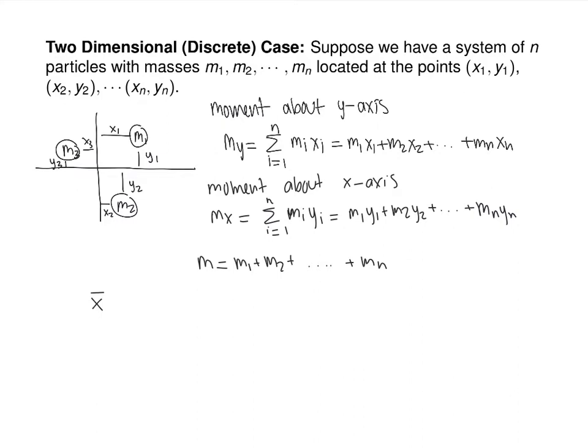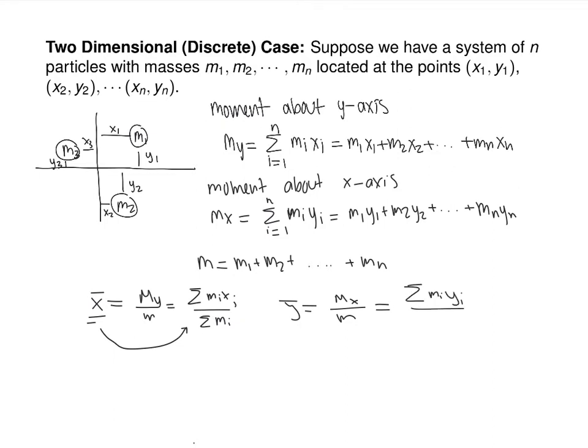And so x bar is going to be given by My over M, which you can think about as a sum of mi xi over a sum of mi. That might be easier. Finding x bar involves x's. Y bar is the moment about the x-axis over M, which is a sum of mi yi over the total mass, the sum of mi's. And finding y bar uses y's. It might be useful to think about it that way.